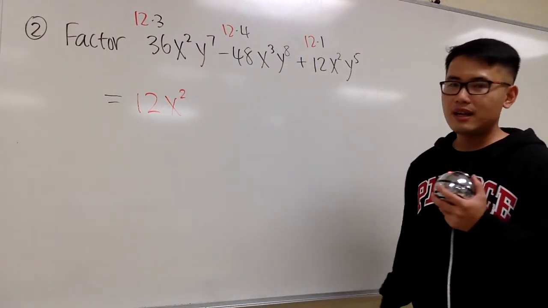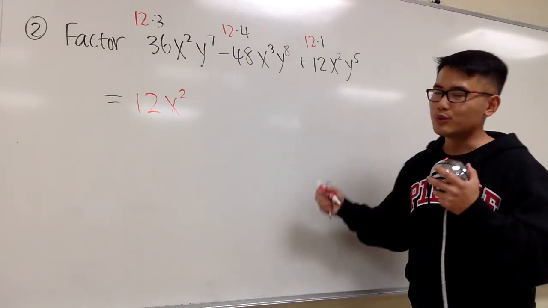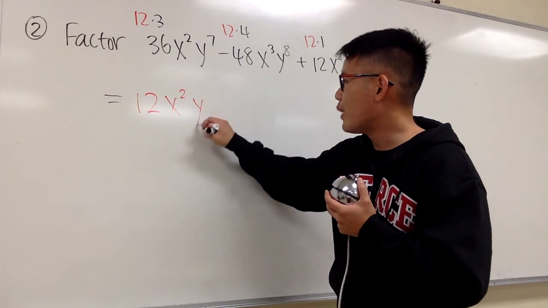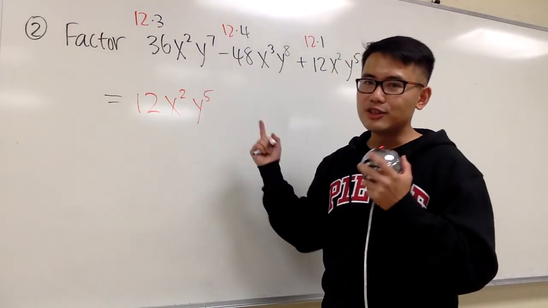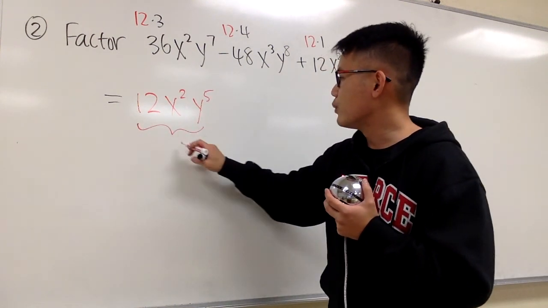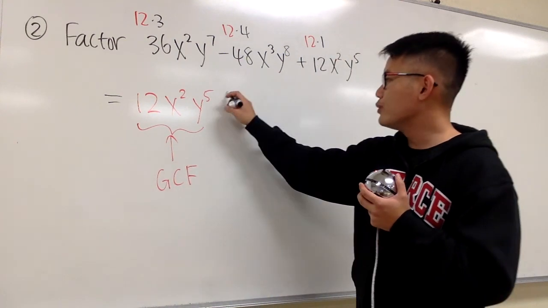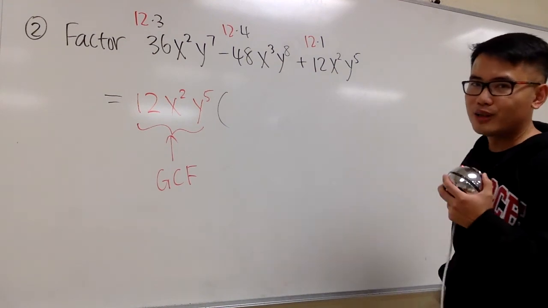And how about for y? This is 7, this is 8, this is 5. So of course, we picked up the smallest one, 5. We are going to factor out y to the 5th power. And this right here, it's the GCF of all 3 terms, okay? And let me indicate this right here once again. And now I'm going to open a parentheses and put down whatever is left in all 3 terms.